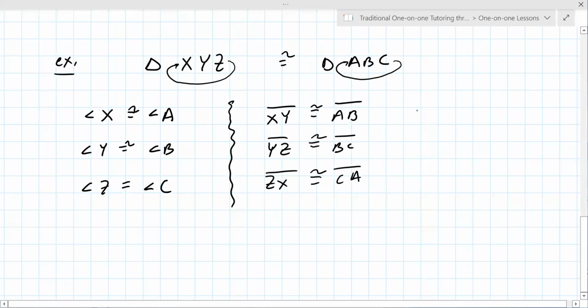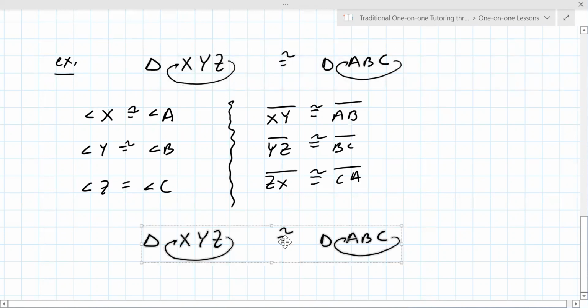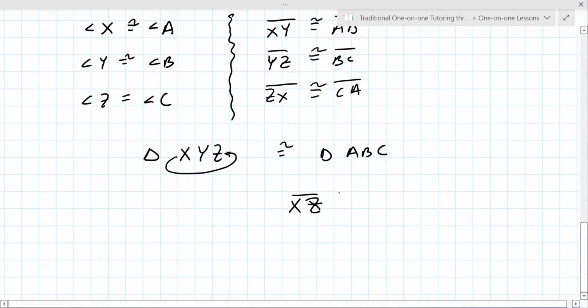Now there's just a tiny little wrinkle to show you, which is that with line segments, it's kind of like the angles, but you can go in a different order. It doesn't affect the angles, but it does affect the line segments. So in the path here, you can actually go the other direction. You can go from X to Z. So we would say XZ is congruent to AC.